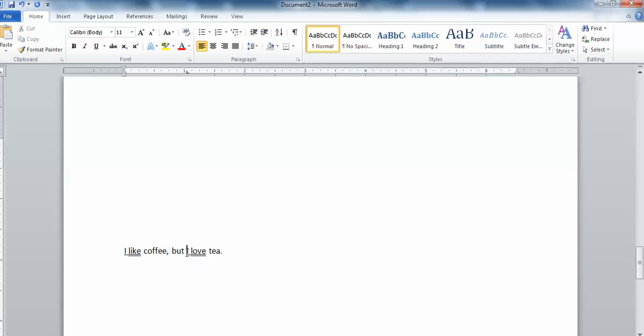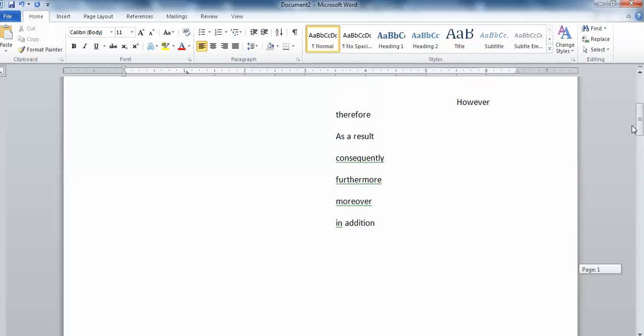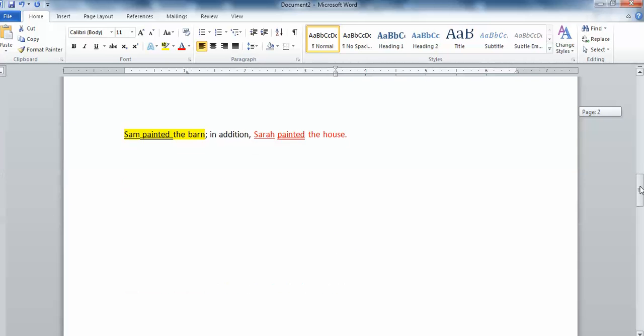Now let's say that this is a test and I said, no, I don't want you to do a method 1, I want you to do a method 2. Well, what you would do then is go back to your list of conjunctive adverbs and find one that kind of means but. And I say, however, is kind of the same thing as but. Remember, with method 2, you cannot use a fanboy to join those two sentences. You have to use a conjunctive adverb.